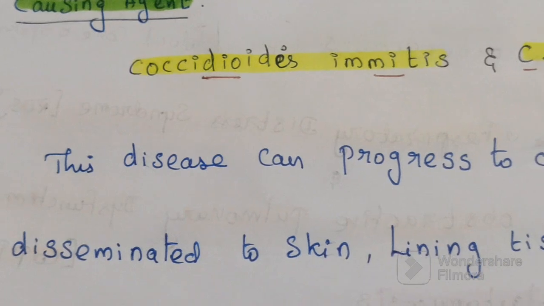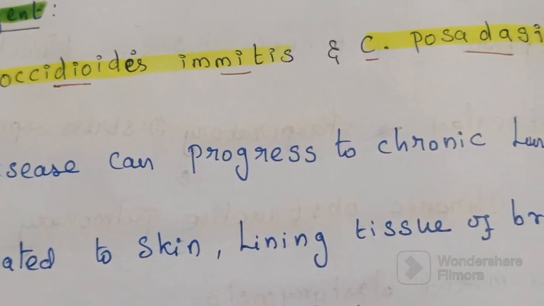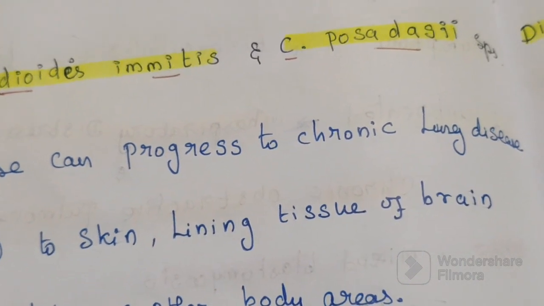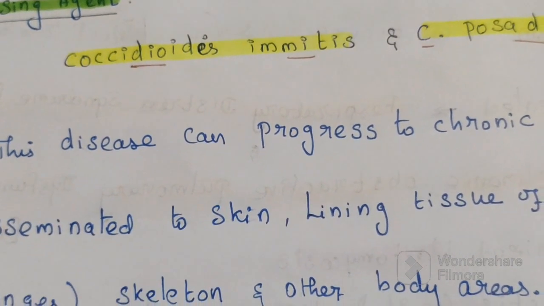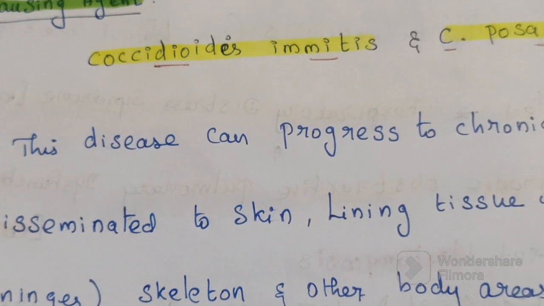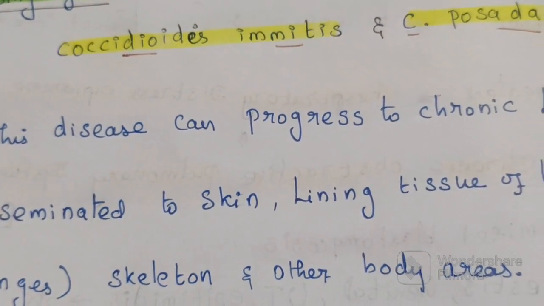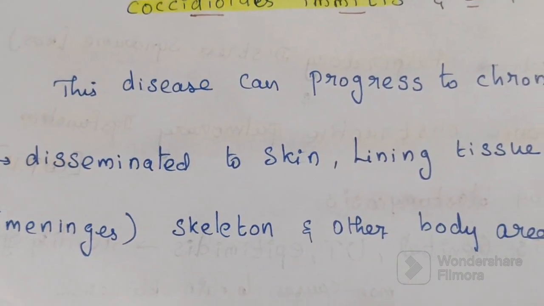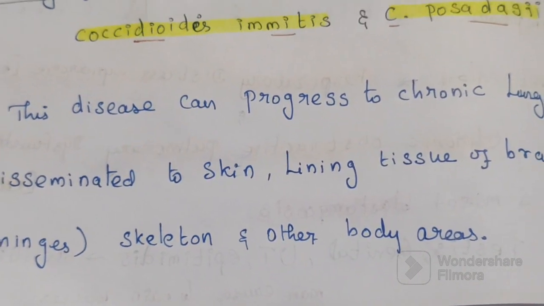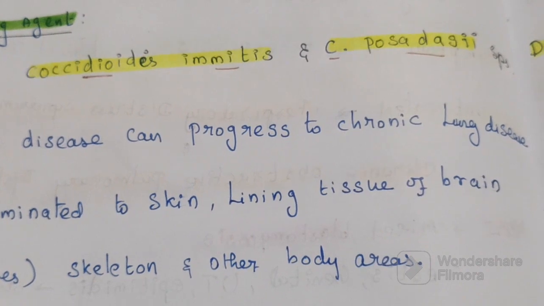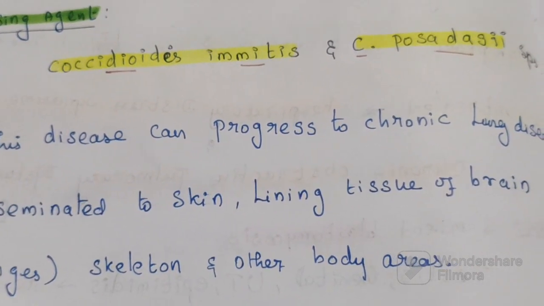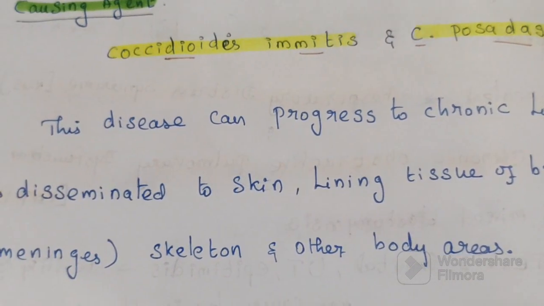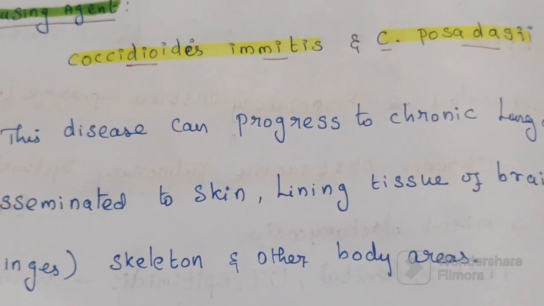This disease can progress to chronic lung disease, and may even spread to the skin, the lining tissue of the brain, causing meningitis, the skeleton and other body areas. So chronic lung disease progresses to affect the skin, then the lining tissue of the brain, skeleton and other body areas.